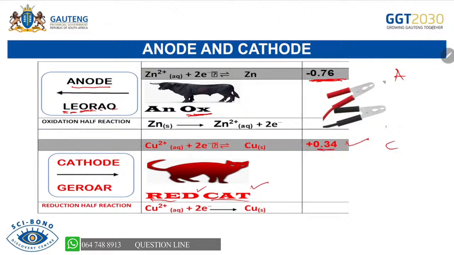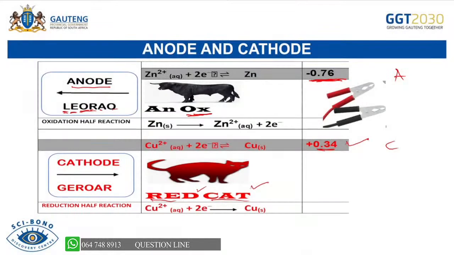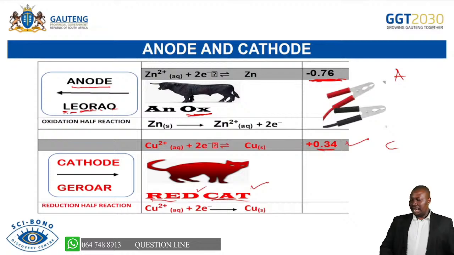So all the time when you're dealing with this question, ensure that as you move, you have the table always with you, because it will always guide you and show you that as you go forward, you have red cat, and you are able to remember all these reactions.